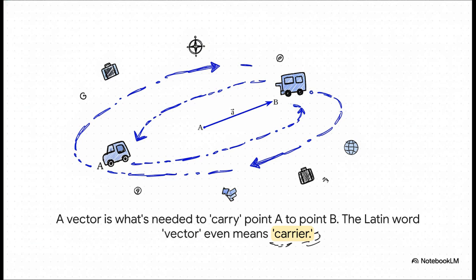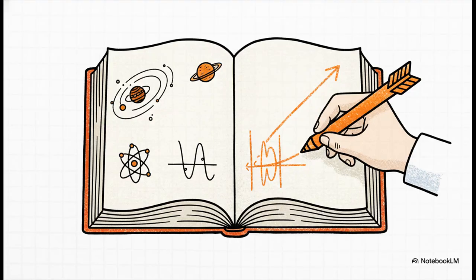A vector is basically what you need to get from point A to point B. And the name itself kind of gives it away. The Latin word vector literally means carrier. It's the thing that carries you from your starting point to your destination. And that simple idea, carrying something from A to B, is so incredibly powerful that vectors have become the fundamental language of physics. They're not just some tool, they are literally the way we write the rules of the universe.